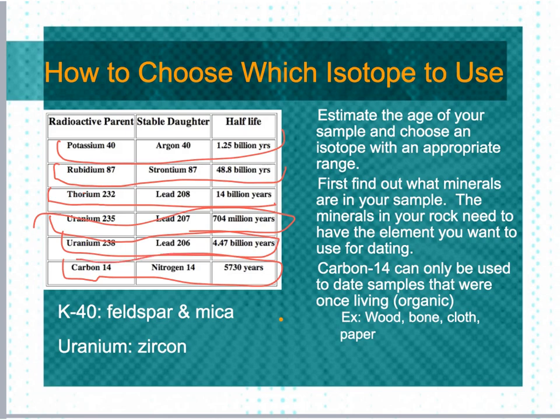Carbon-14 is going to be really good for more recent dates because its half-life is only about 5,000 years. So carbon-14 is something we use to date samples that were once living. We use carbon-14 a lot in dating fossils as well, especially more recent fossils. So there you go.